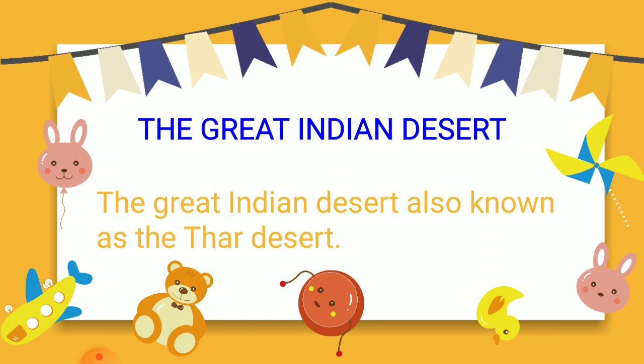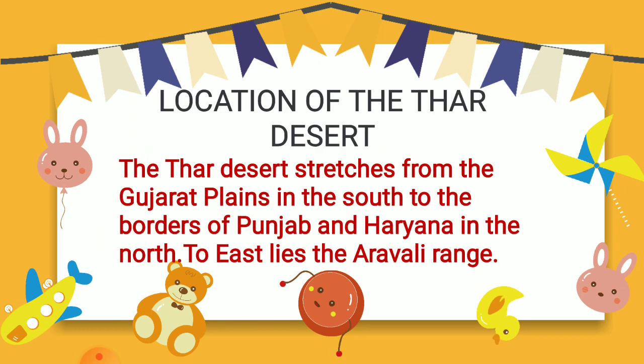Let's discuss the location of the Great Indian Desert. Location of the Thar Desert. The Thar Desert stretches from the Gujarat plains in the south, and to the borders of Punjab and Haryana, which are towards the north direction in India's map. When we move towards the east, there lie the Aravalli ranges. So this is the location of Thar Desert in India's map.